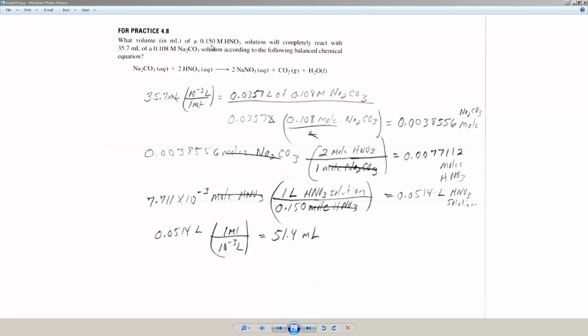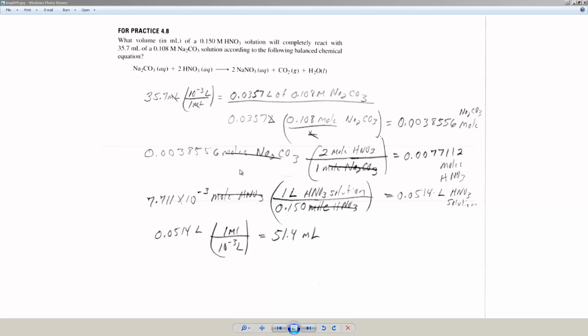See, here's the concentration, 0.15, and that's moles per liter. But we want to get to volume, so we have to have moles on the bottom because we have moles here, so moles goes on the bottom. So we use the inverse of the concentration. And we take this number and divide by 0.15, and we get 0.0514 liters of this solution.